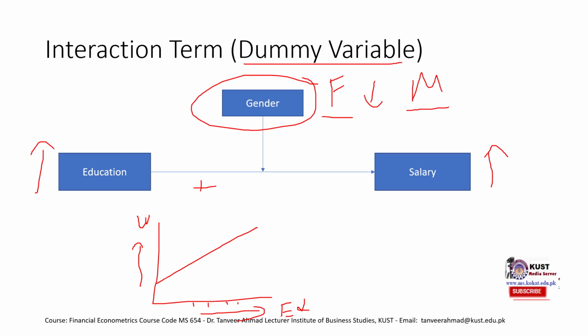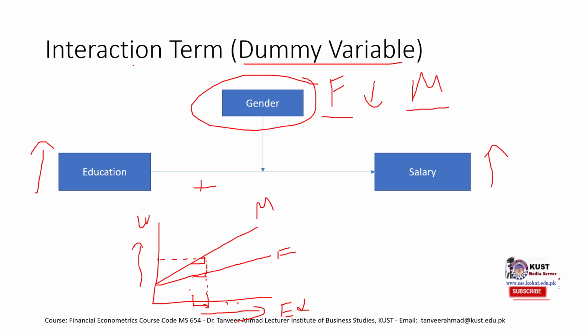But what would happen is that the slope would be comparatively lesser. So for example, this is the slope for the male case, this is the slope for the female case. For the same level of change in education, if the education increases from this level to this level, male salary would increase by a higher amount as compared to the female salary, because the slope is lesser. This is the slope of the male salary, and this is the slope of the female salary. So this is where we are going to use the interaction variable.